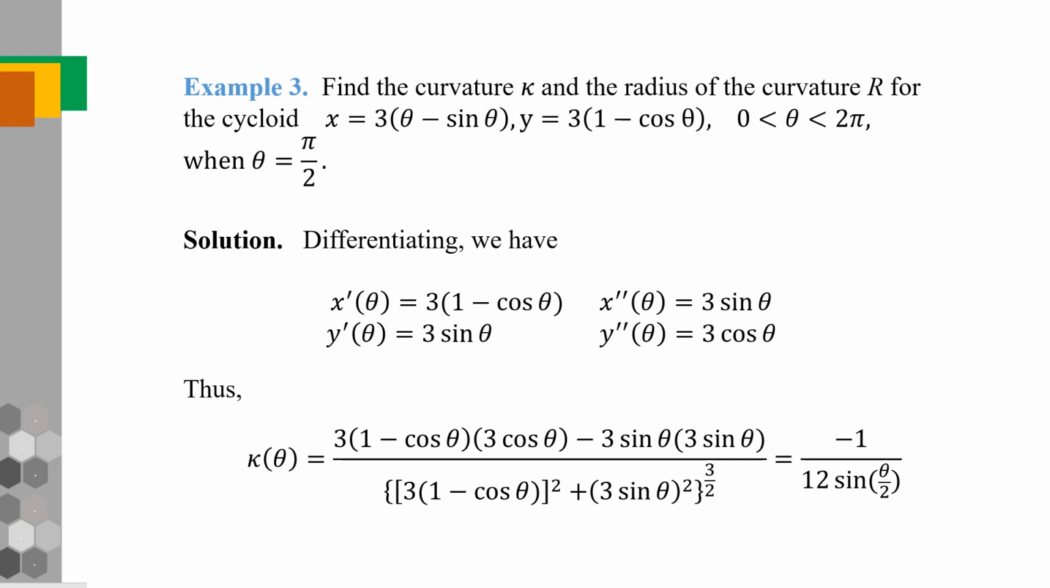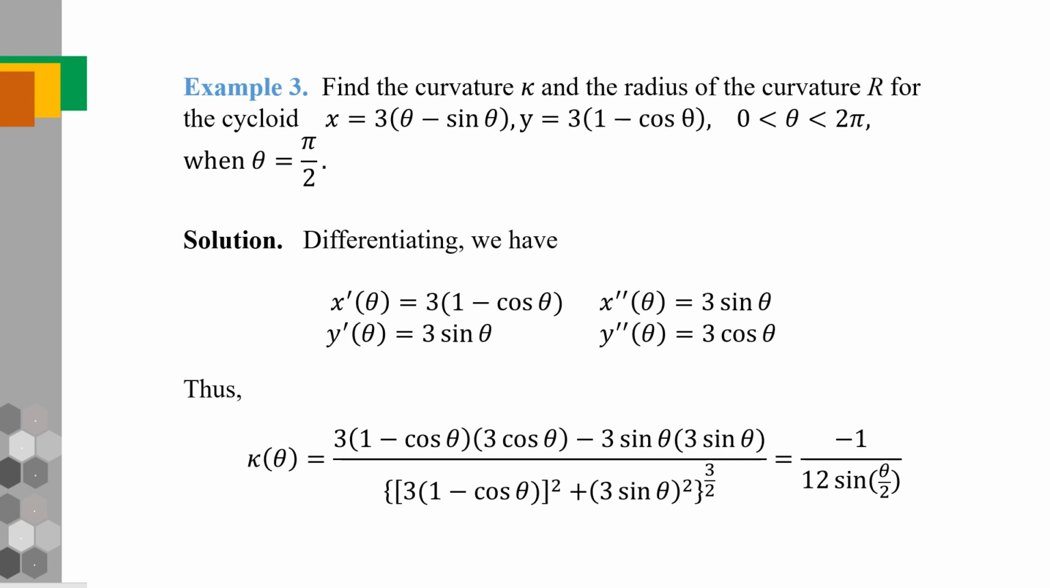So another example, find the curvature and the radius of the curvature for the cycloid x equals 3 times theta minus sine of theta and y equals 3 times 1 minus cosine theta, where theta is in between 0 to 2 pi, when theta is equal to pi halves. Okay, so alam naman natin na yung pi halves is in between sa 0 to 2 pi. So first, yung gagawin natin is, since parametric equations man to, kukunin natin yung first at second derivative ng bawat given na parametric equations.